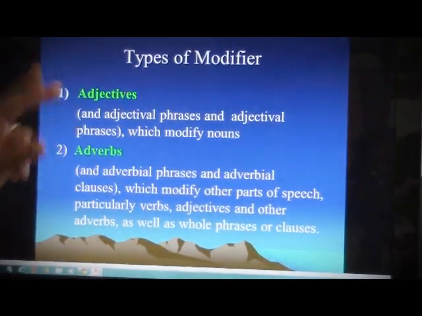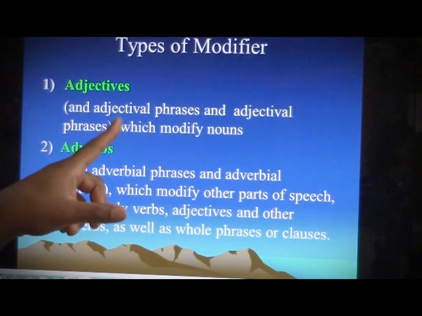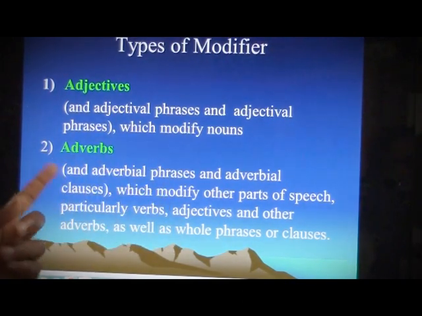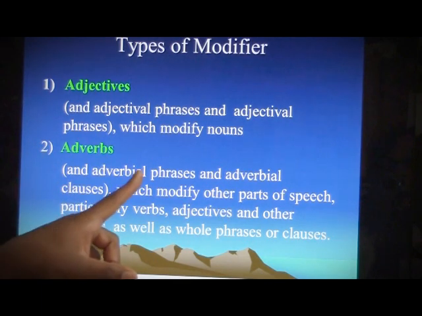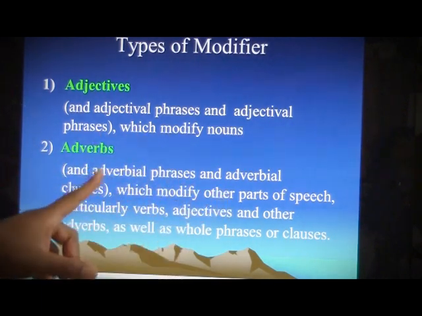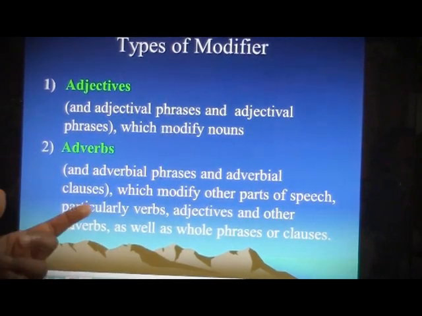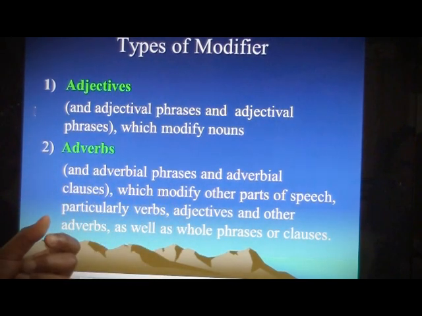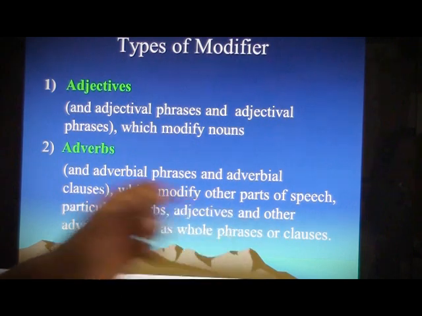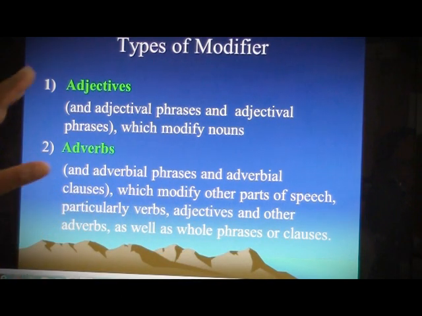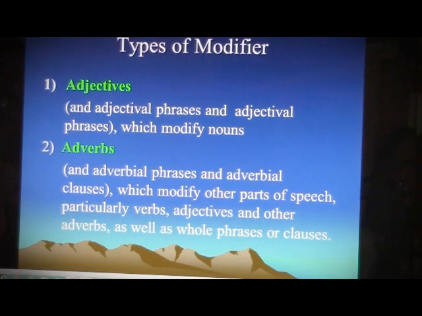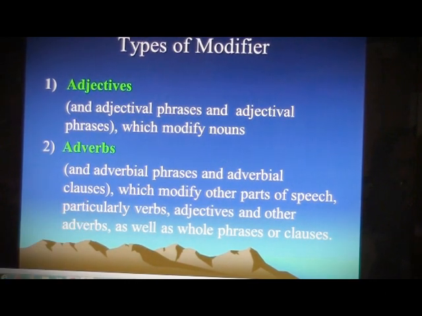To repeat, there are two types of modifiers. Adjectives, adjectival phrases, which modify nouns, or adverbs, or adverbial phrases and clauses that modify other parts of speech, mostly verbs, but also adjectives and other adverbs, as well as whole phrases or clauses. In other words, adjectives do nouns, adverbs do verbs, but a lot more. They carry a lot more weight because they do other parts of speech.